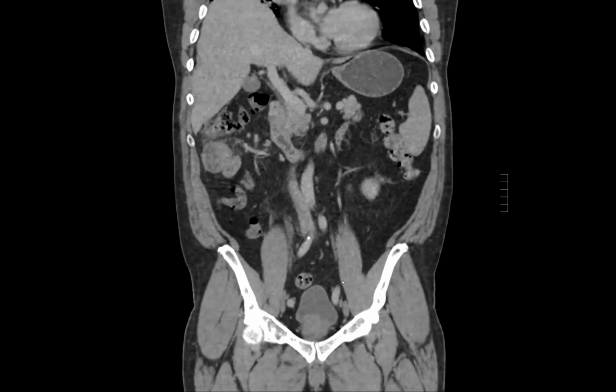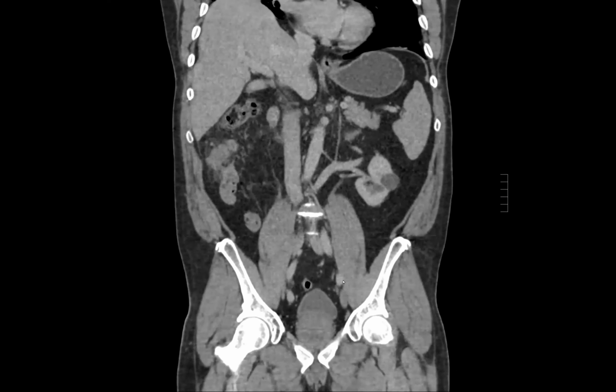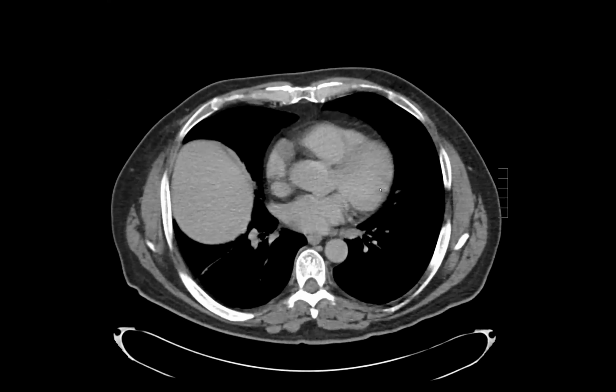Okay, so this is a patient with history of right lower quadrant abdominal pain.